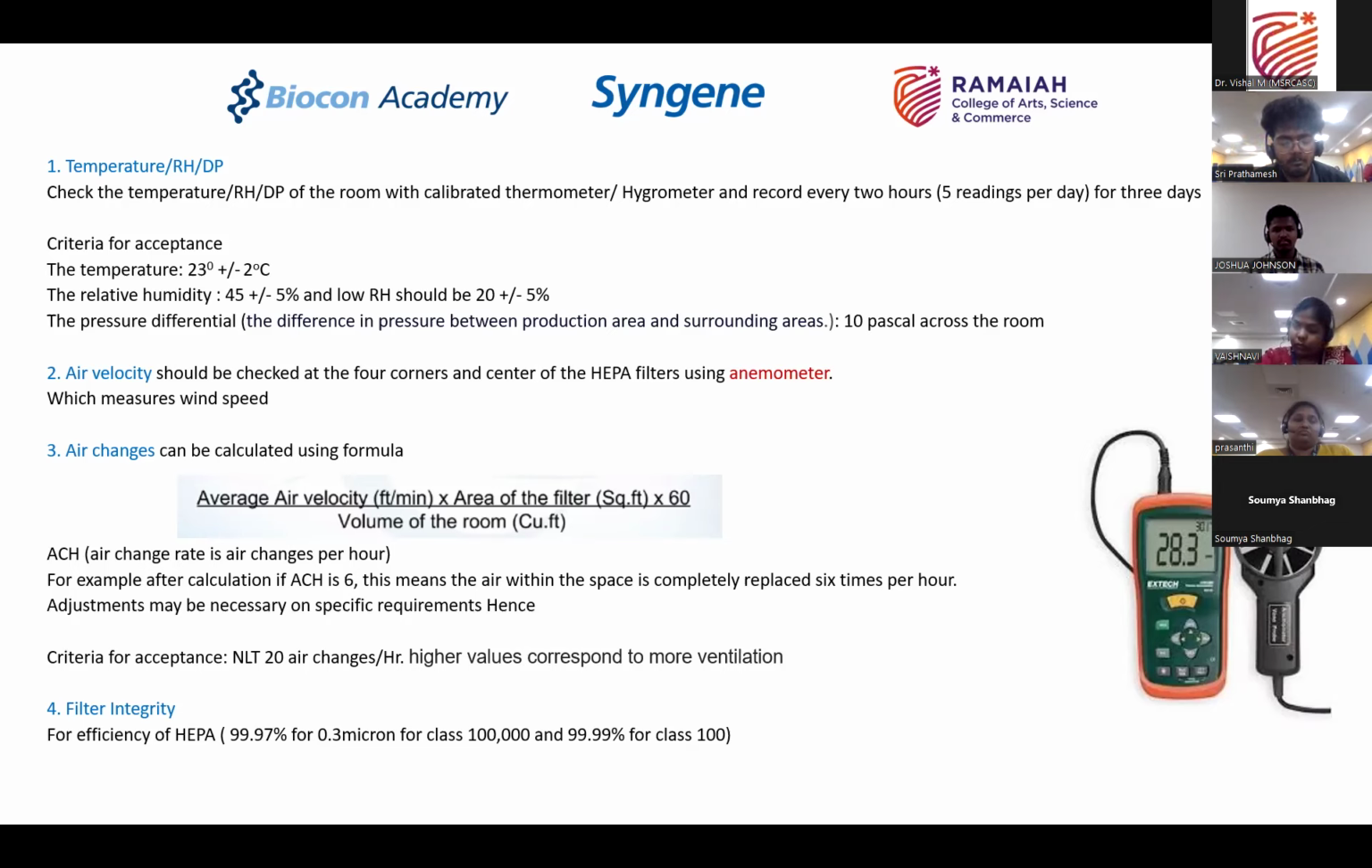Now, there are areas where the relative humidity will be very, very low. So at lower relative humidity, it can be 15 to 25%.